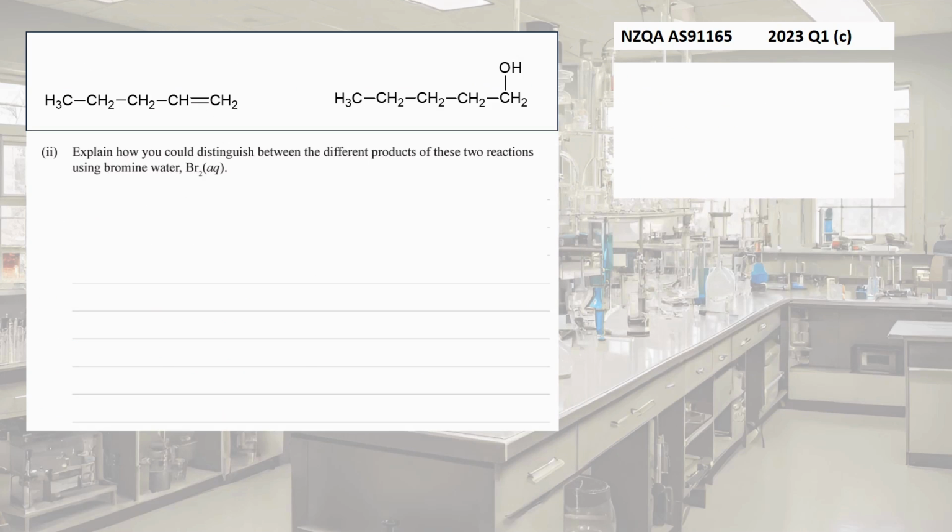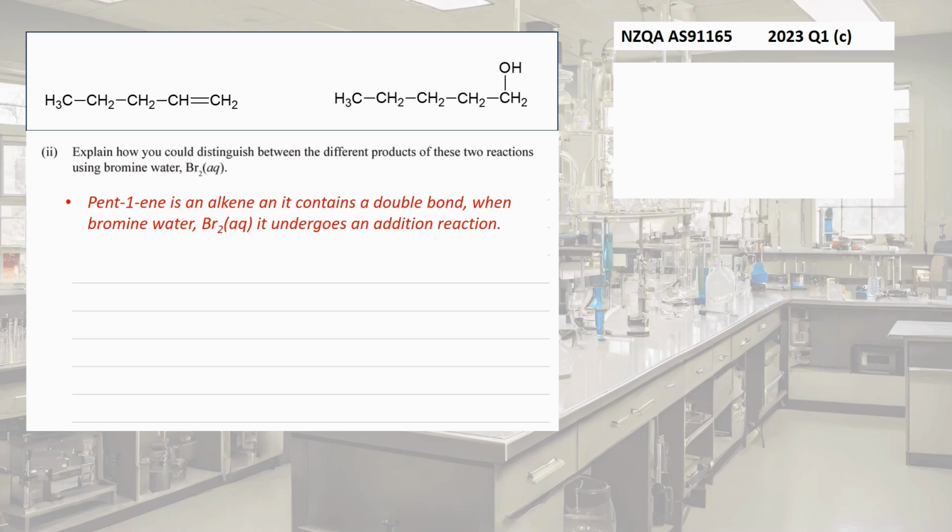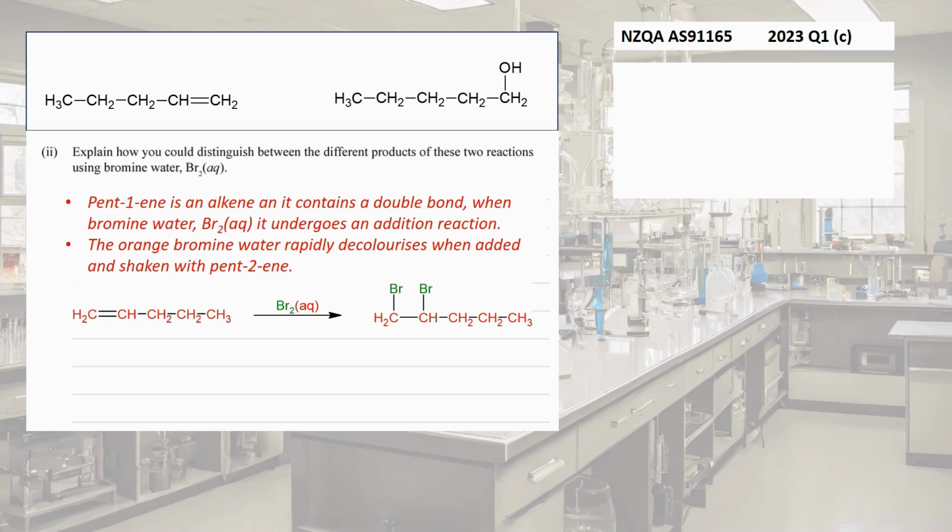Okay, let's look at the 2023 paper. We can see here that we have two molecules and they want us to distinguish between the different products of these two reactions using bromine water. So we're going to describe how we would carry out the reaction here. As an alkene, we're going to say this one contains a double bond. When bromine water is added, it undergoes an addition reaction. The orange bromine water rapidly decolorizes when added and shaken with pent-2-ene. And we get this reaction here.